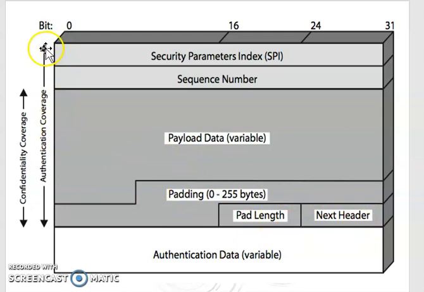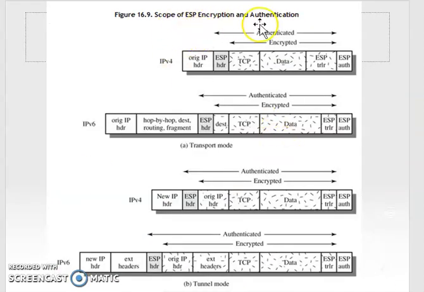So this is the authentication coverage and the confidentiality: encryption of the data or the payload is carried out, and authentication is carried out for the entire SPI, sequence number and payload fields as a whole, and then the authentication data is appended. Now you can see how the encryption using ESP is carried out.